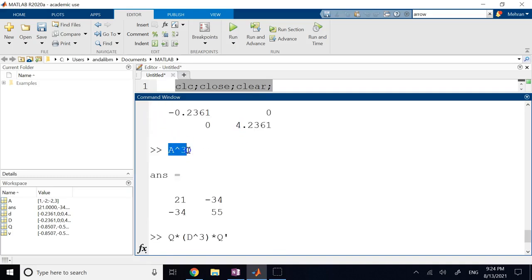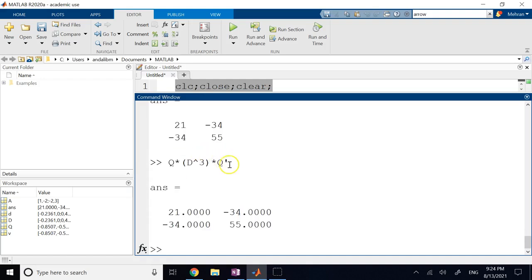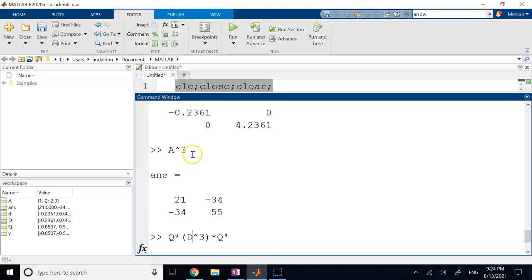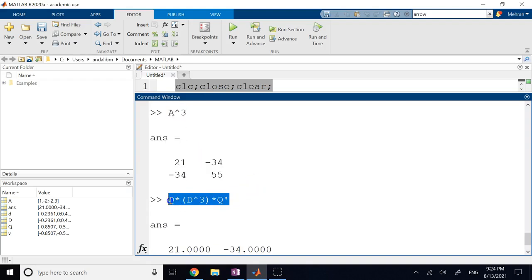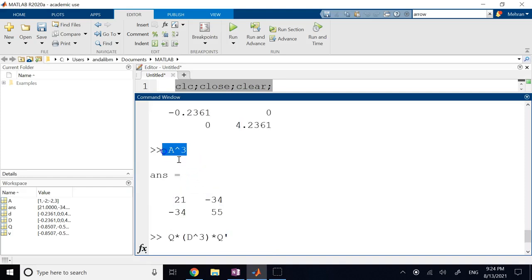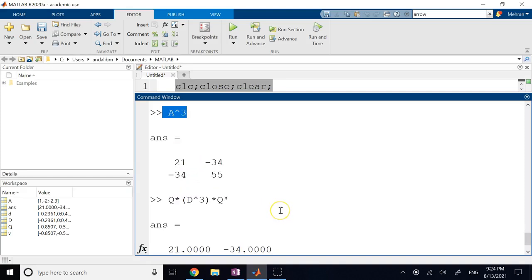So instead of calculating A cubed, I do this. And this one takes a lot fewer calculations compared to A cubed. Computationally, it's way more efficient to do it this way than this way. Okay? And I can show you by calculating how many operations each one needs. But this one is a lot faster and easier than this one is.